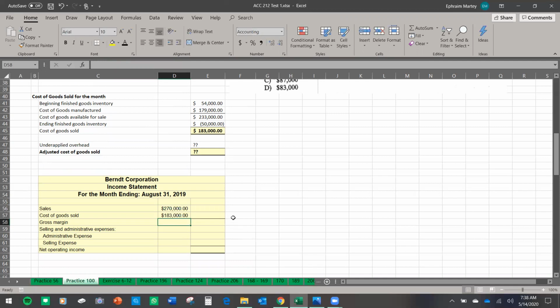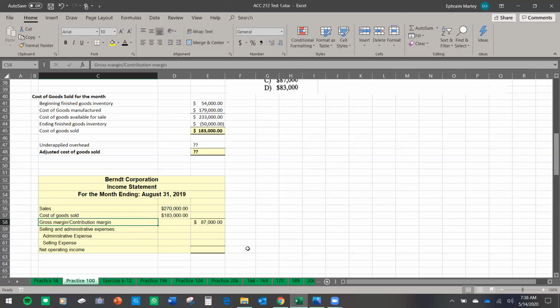So that brings us to the total of our gross margin. This minus that gives us 87,000. That is our gross margin, or you can choose to name it contribution margin. It's up to you. You can choose to name it contribution margin because cost of goods sold is a variable cost. In this case, when you use contribution margin, it qualifies to be a contribution margin.